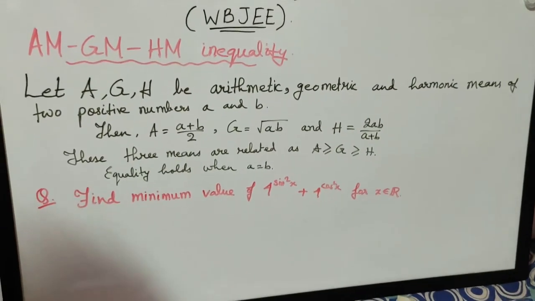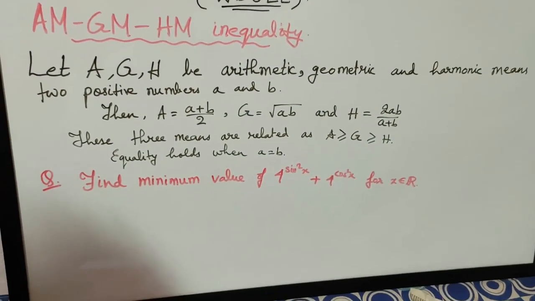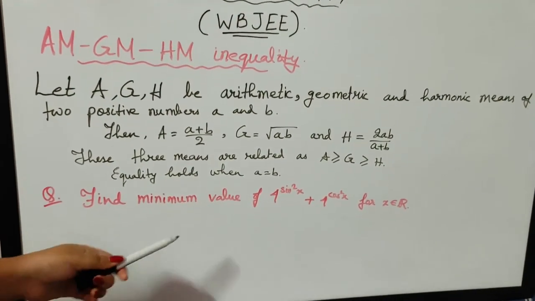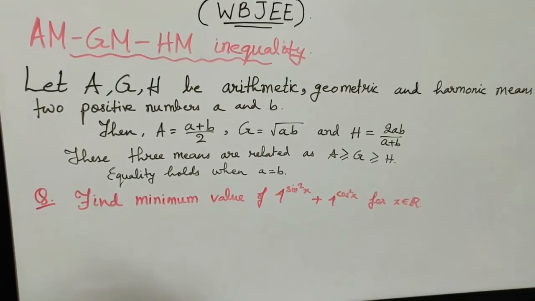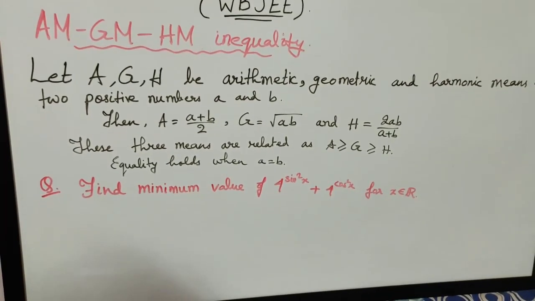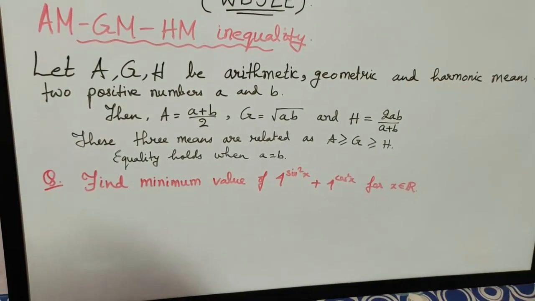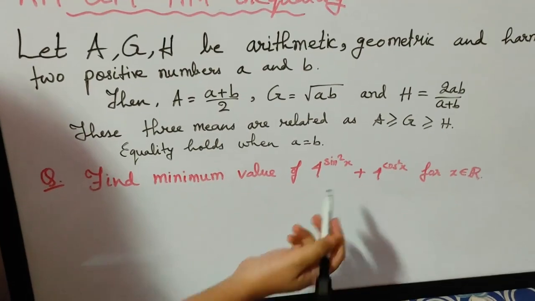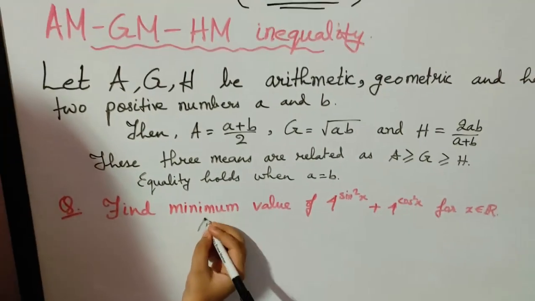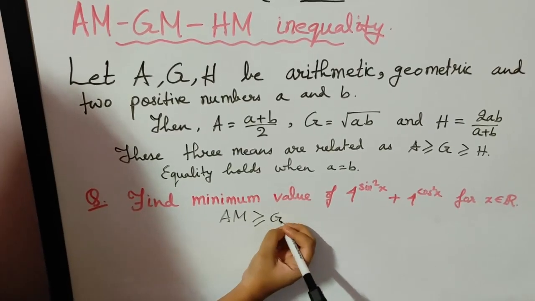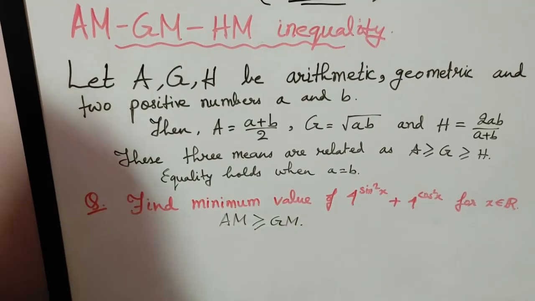So let's start off with a very simple question based on this inequality. Find the minimum value of 4 to the power sin²x plus 4 to the power cos²x for x belonging to the set of real numbers. Here we have to apply the AM-GM inequality, that is AM ≥ GM.